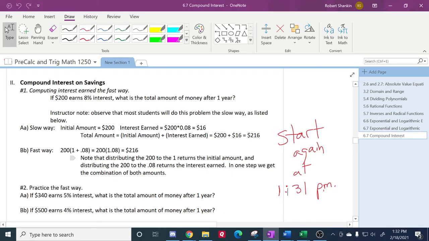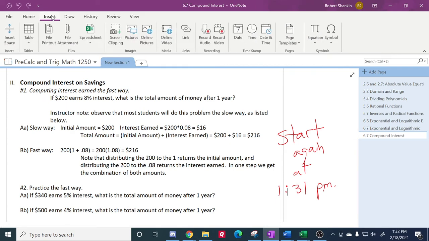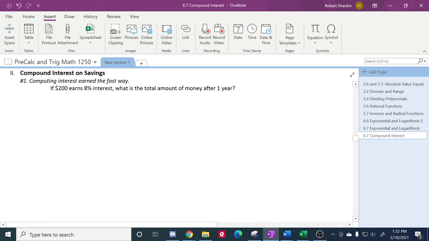All right, so let's go over compound interest on savings. The first question is, if $200 earns 8% interest, what's the total amount of money after 1 year? Let me give you a quick 30 seconds to figure out the answer.